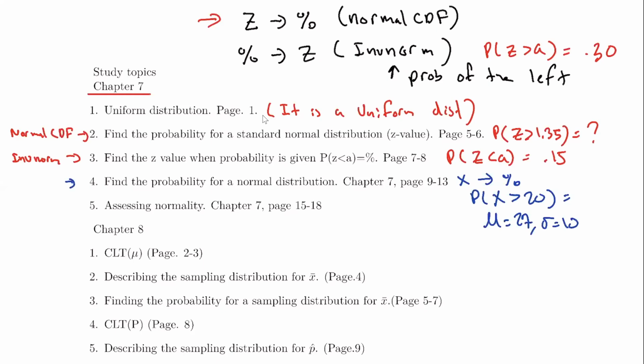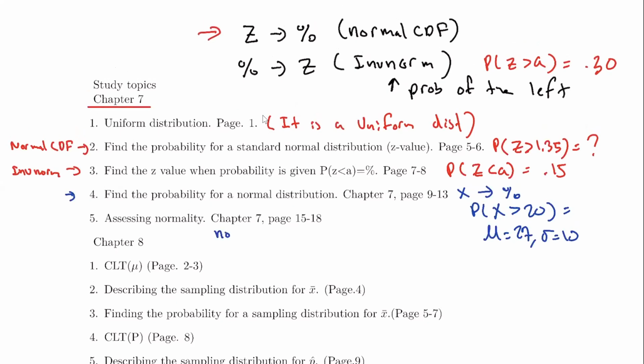Topic number 5, assessing normality. If you remember, when we're assessing normality, we use the normal probability plot. For the normal probability plot, just remember it's essentially saying these are the values of Z corresponding to the X values.